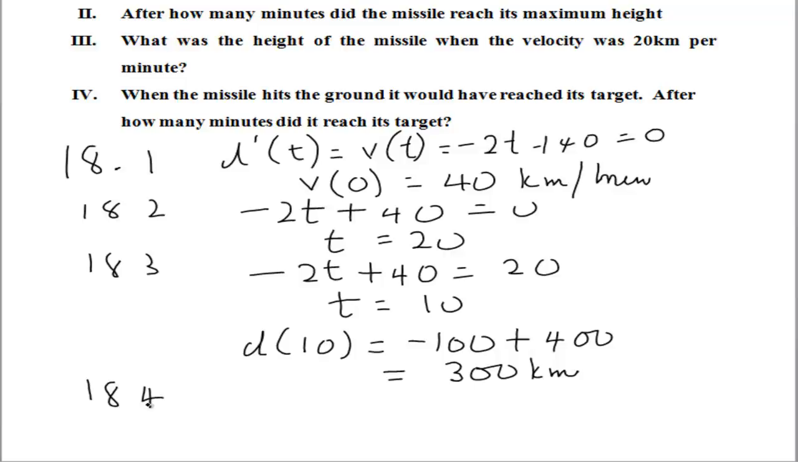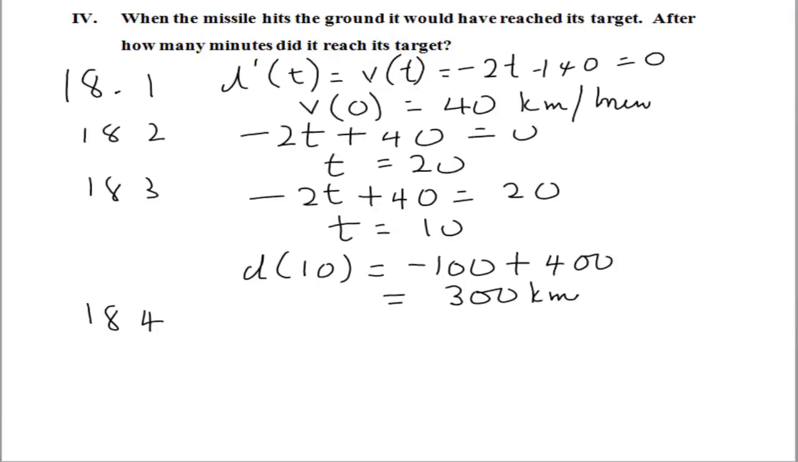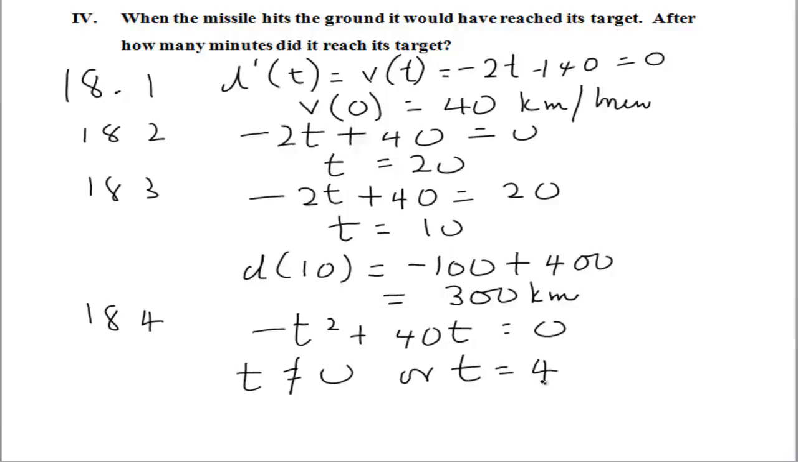18.4. When the missile hits the ground again, it would have reached its target. After how many minutes did it reach its target? If we look at the original equation, you've got minus t squared plus 40t is equal to 0. If you solve that, you get t is equal to 0, which we know about, or t is equal to 40. So after 40 minutes it would reach the ground again.